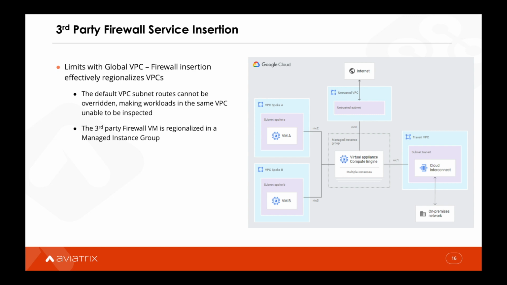If you want to use a managed instance group for your next-generation firewall, again, you are limited because the managed instance group is a regional construct. It's not a global construct. So you cannot really use it in a global context.